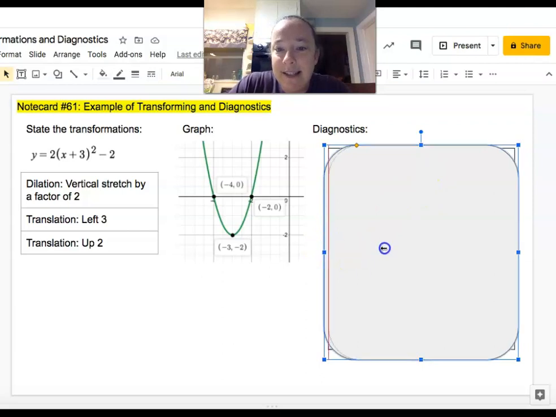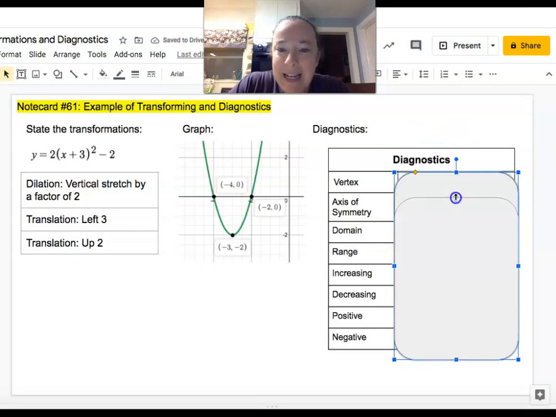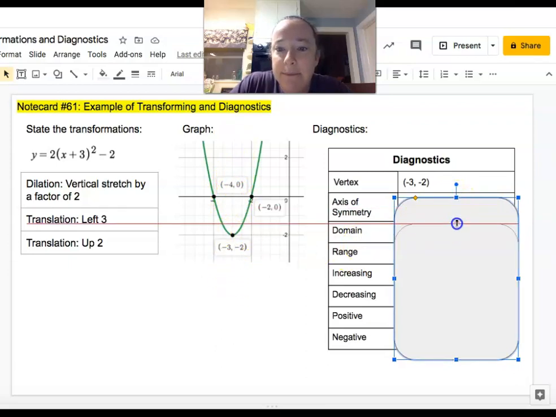So the diagnostics, that's what we're moving on to. This is so important. The vertex, we got it. It's (-3, -2), okay? That's right there. What is our axis of symmetry? It is this vertical line that would split that directly in half. It goes through the vertex, and it's x = -3.